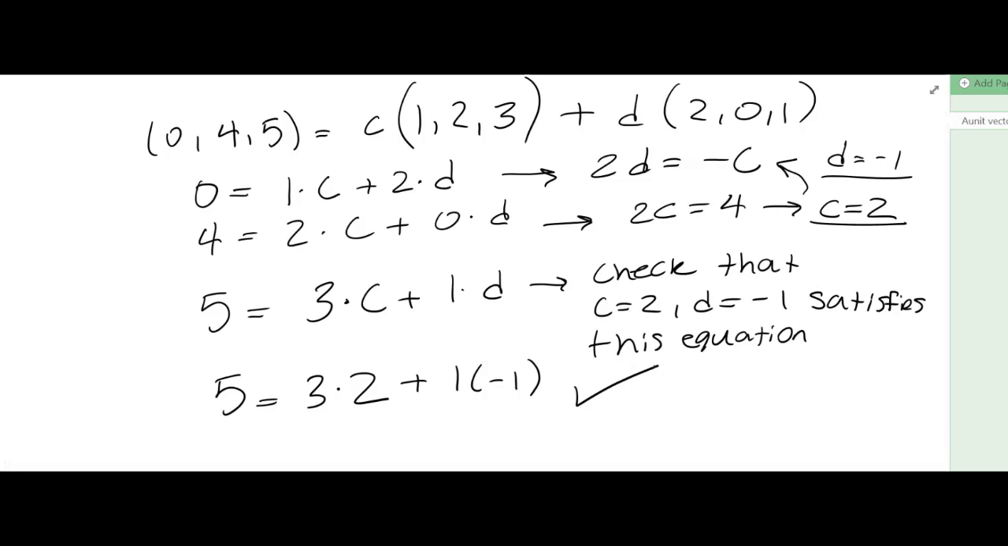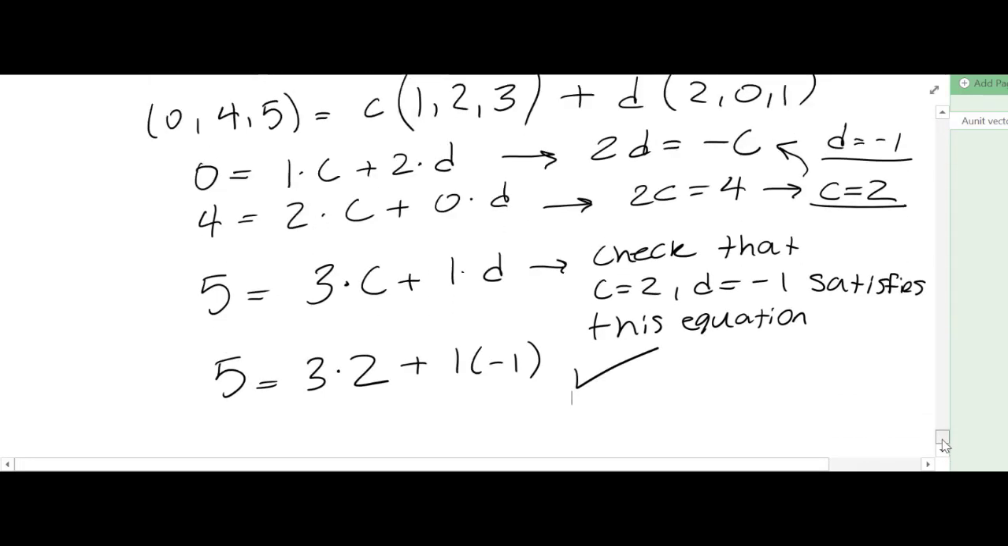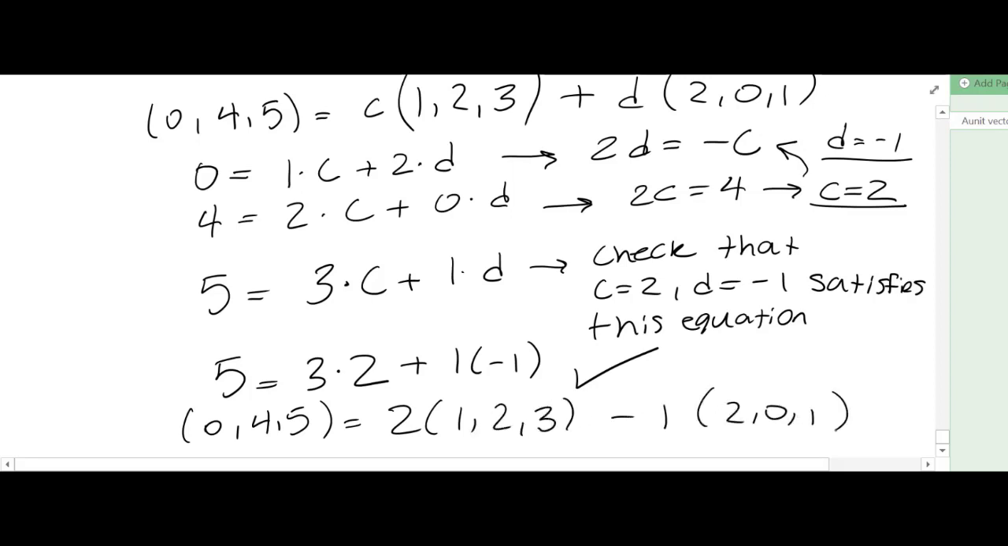So we can check that (0, 4, 5) is 2 of (1, 2, 3) minus 1 of (2, 0, 1). So that works out. They are dependent.